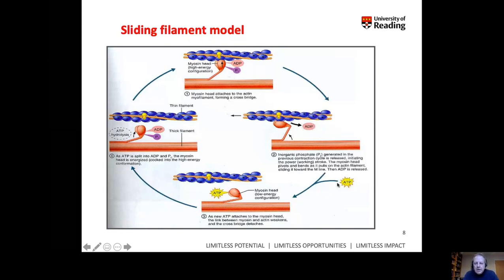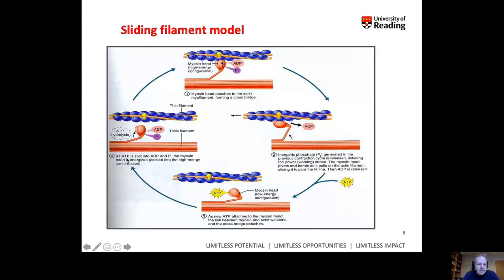ADP is lost and replaced by ATP. So this is the energy source. As the new ATP attaches to the myosin head, the link between the myosin and the actin weakens. So effectively the cross bridge detaches. So this is important. In this configuration number 1 and configuration number 2, actin and myosin are bound to each other, so the filaments can't slide across each other. ATP input removes this interaction and allows this sliding to take place, allows muscle contraction to occur.